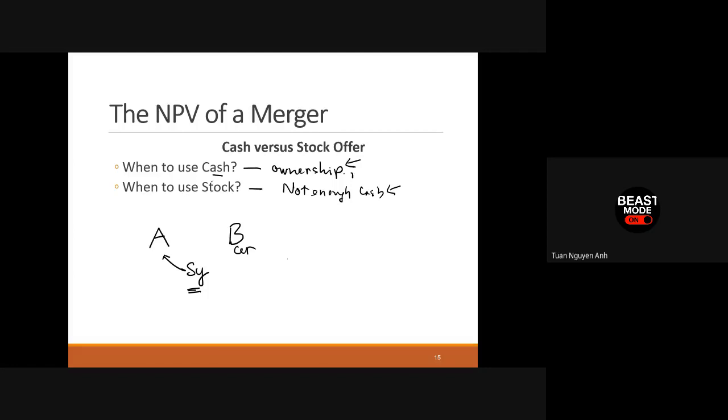But if you are still trying to use cash to give the shareholders of B a certain amount, you have to be very optimistic about the future. You have to be very confident about the synergy. Do you think so? Đúng không?